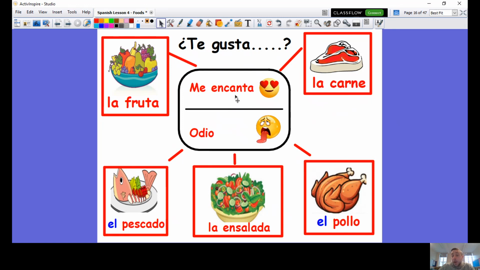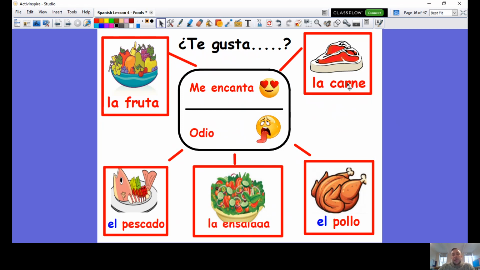And I'm going to either tell you I love that food or I really don't like that food. I want you to ask me about salad. So you're going to say, ¿te gusta la ensalada? And I'll give you my answer. Are you ready? Ask me now. Me encanta la ensalada. I love salad.